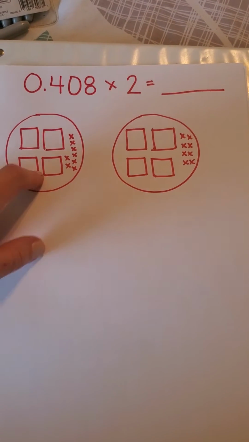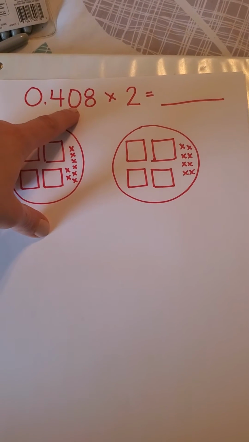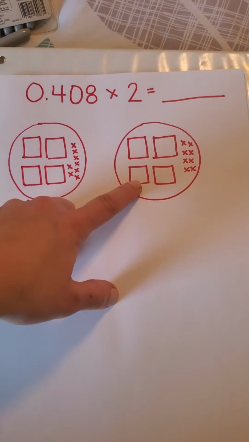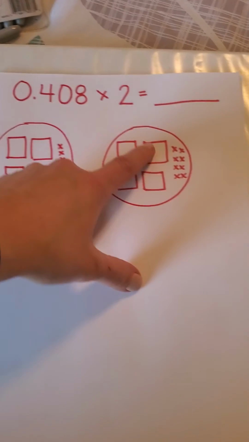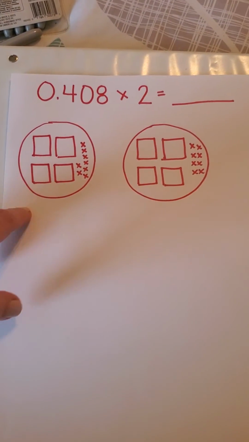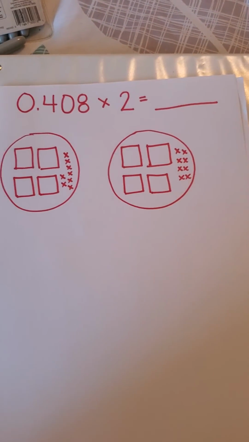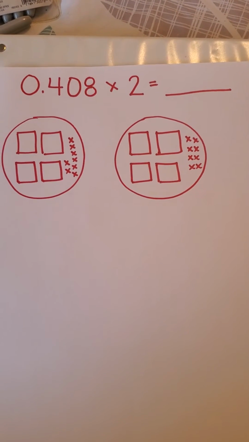So I did my 4 flats for 4 tenths. I don't have any hundredths here, so you're not going to see any rods in my picture. But you do have 8 thousandths, so I just draw those little X's as my units. So now I have to put them together, just like I did the last question. I want to combine these to get the product.